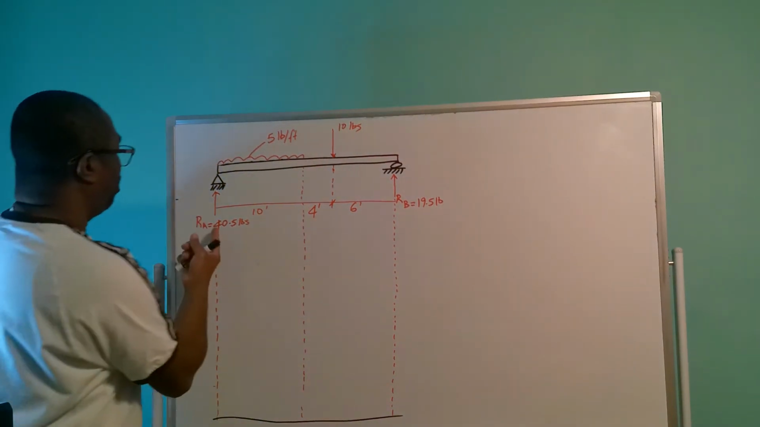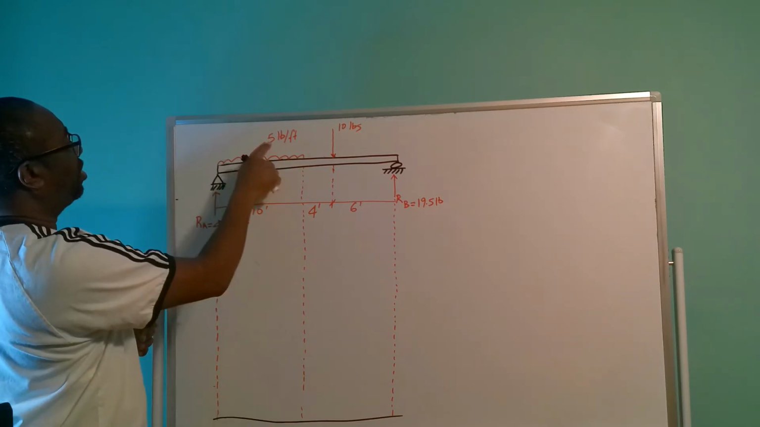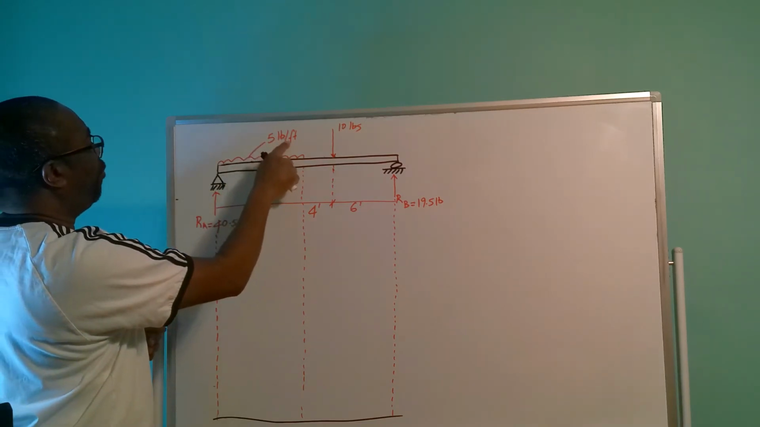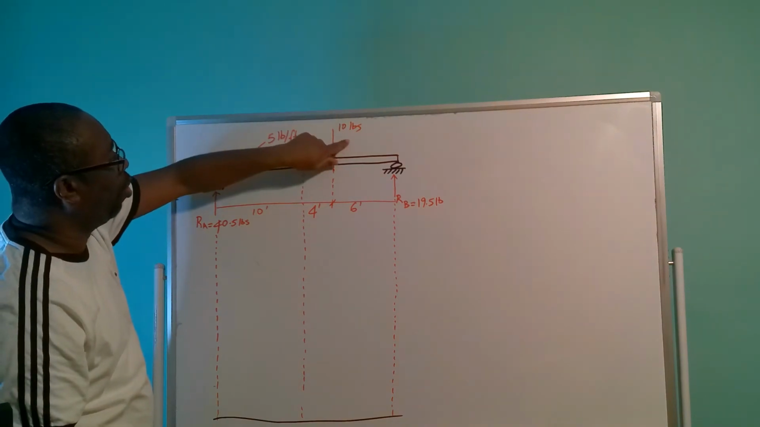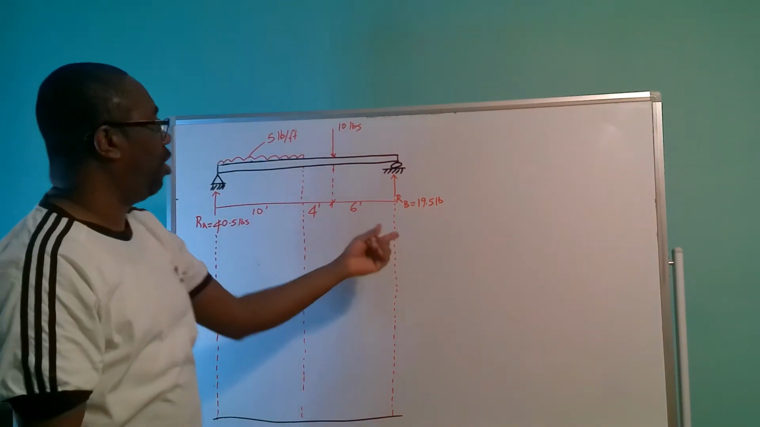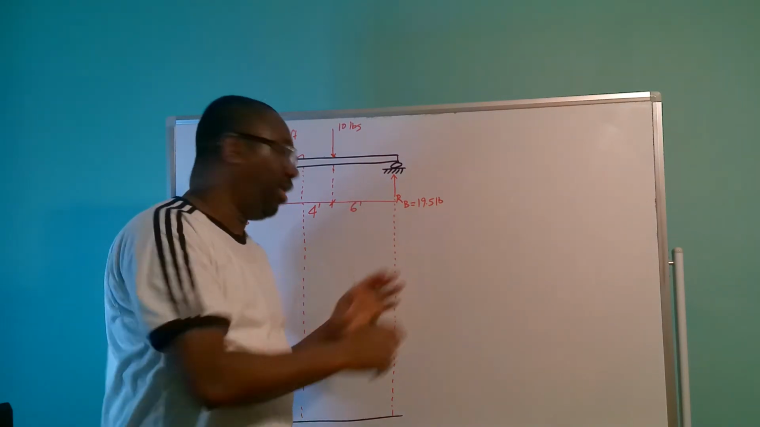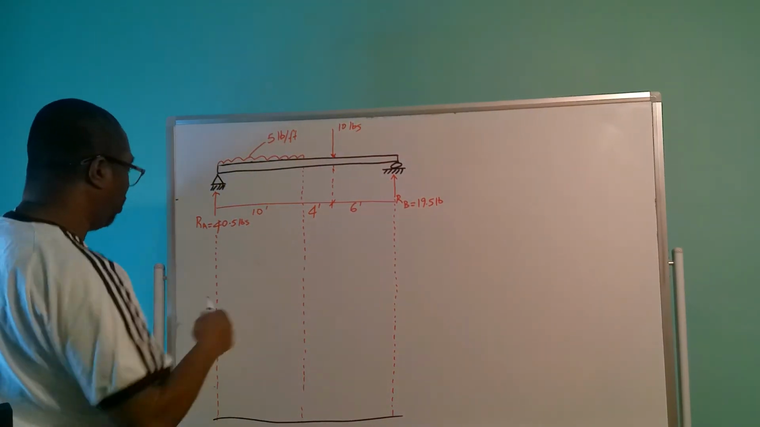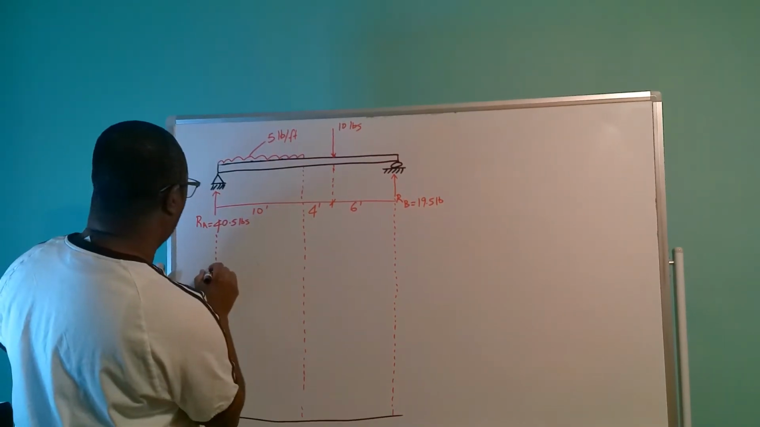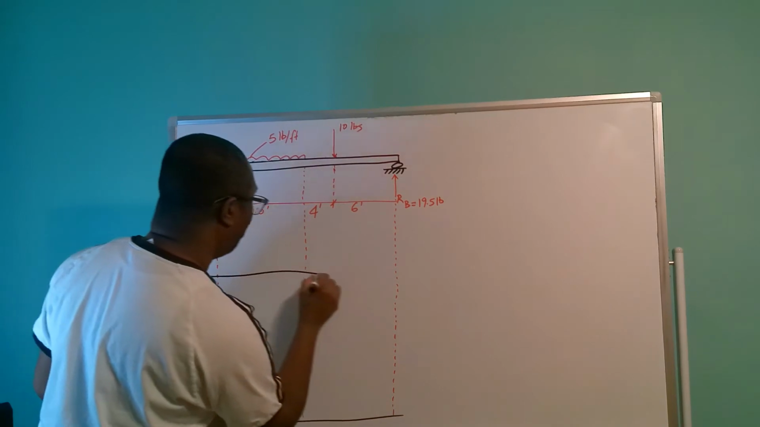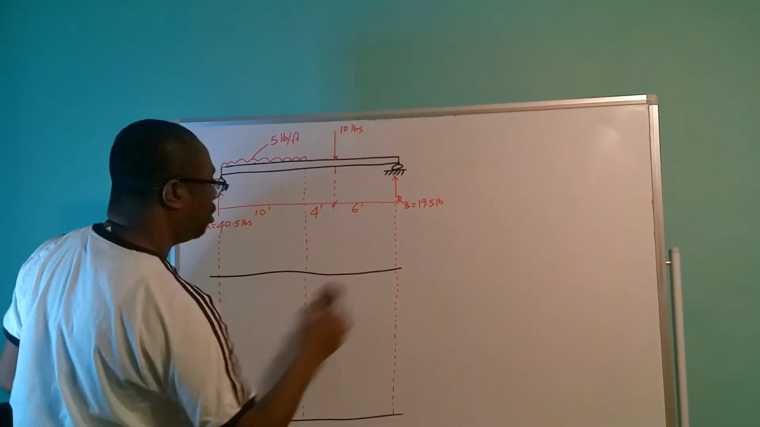So the first load here, we have 40.5 pounds going up. We have this 5 pound per foot load coming down. We have our 10 pound load here coming down, and we have our 19.5 pounds here going up at reaction B. So our shear force diagram is going to look something like this.